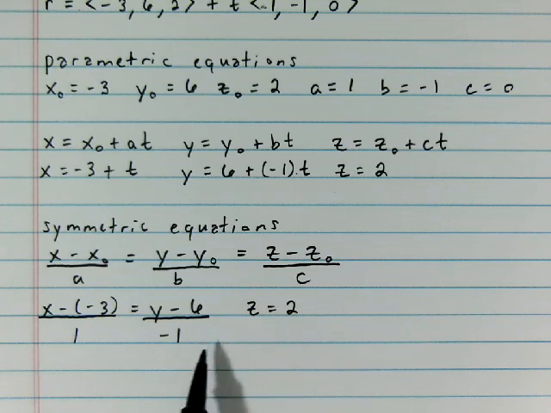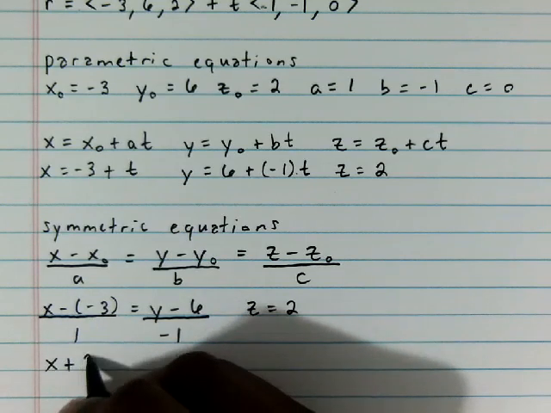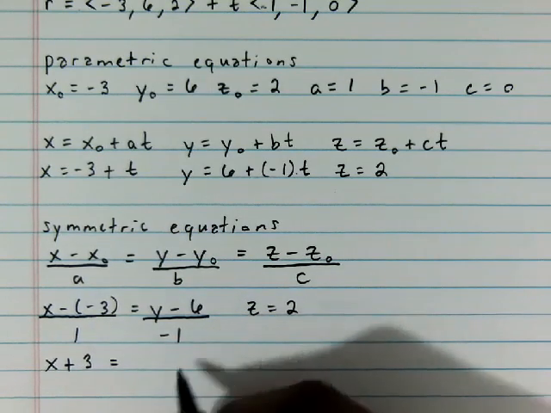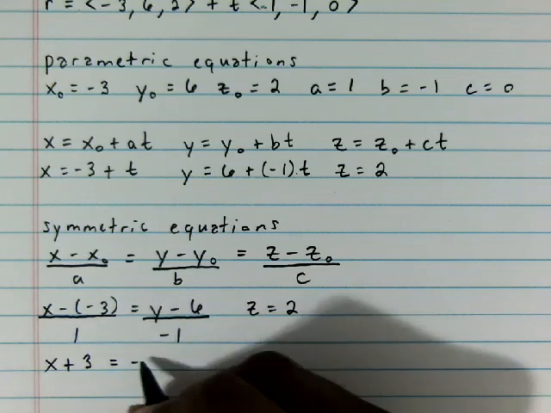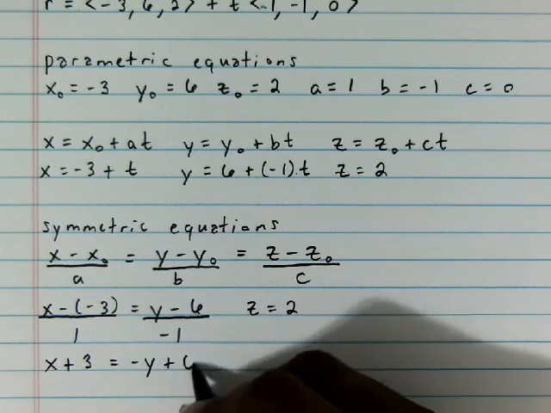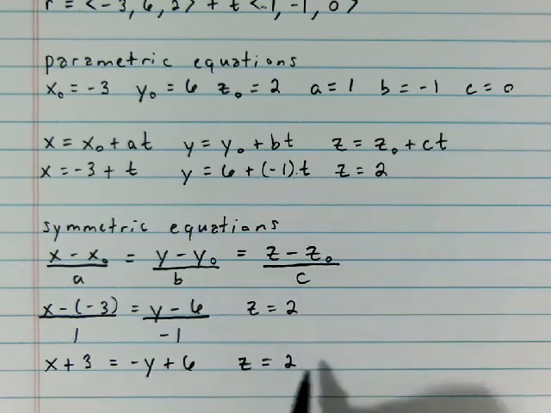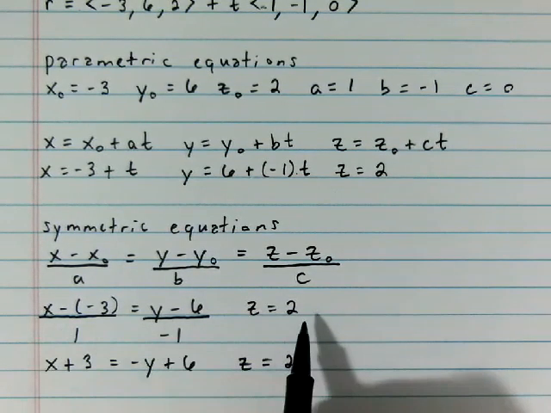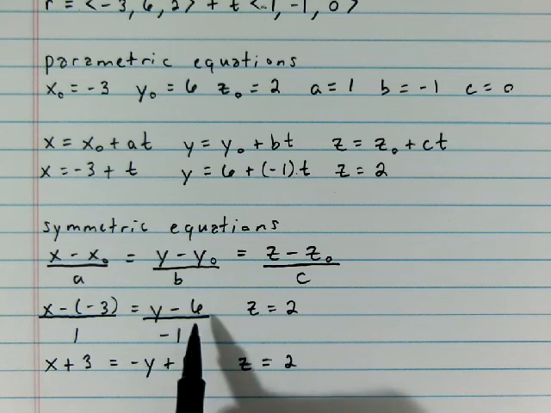But you oftentimes won't be given symmetric equations this way. They'll be simplified. If I simplify this, I'll say X plus 3 equals, and if I brought this negative 1 up, that would be negative Y plus 6, and then Z equals 2. These equations are exactly the same as those equations up there. So be comfortable going from this simplified form into the unsimplified form so that you can pull all the information out of here.